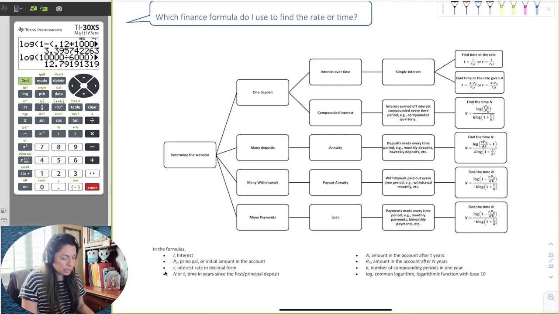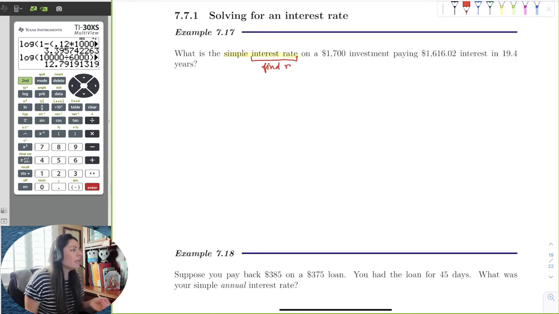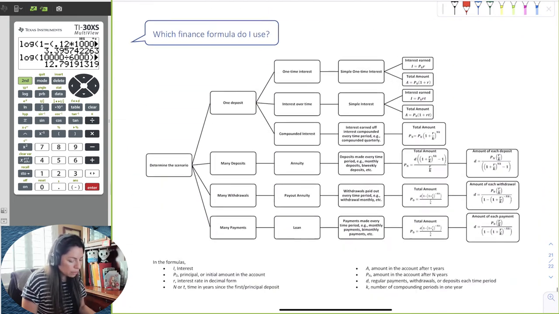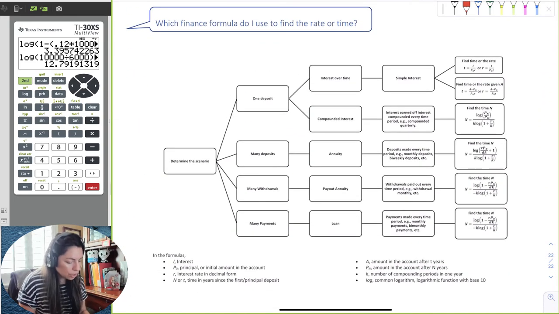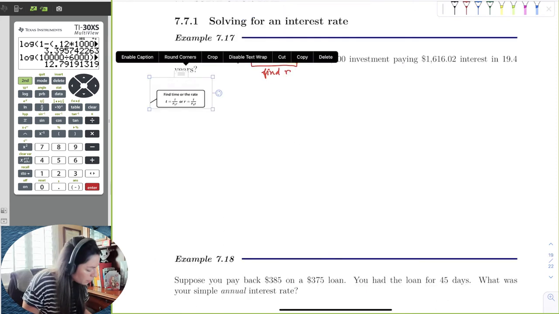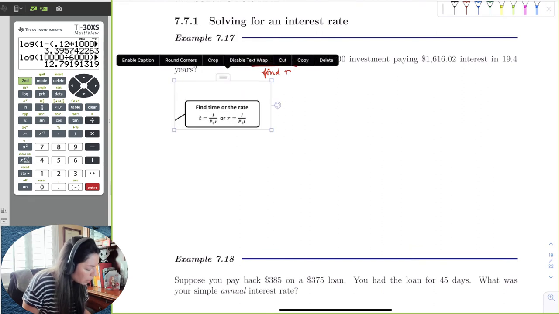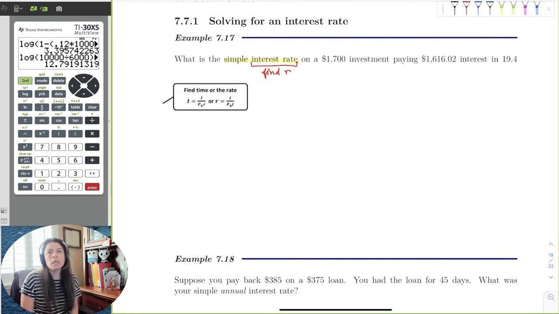So let's go ahead and see. They give us the interest and they give us the original amount. So they don't give us some amount some years later. They just tell us that you're going to earn this much money in interest. You invested this much and then you're going to have it for 19.4 years. So notice they don't give us some ending amount. So we can use this first formula for simple interest here. And let me go ahead and cut it out. It's when they don't give us the interest amount that we have to use the other formula.